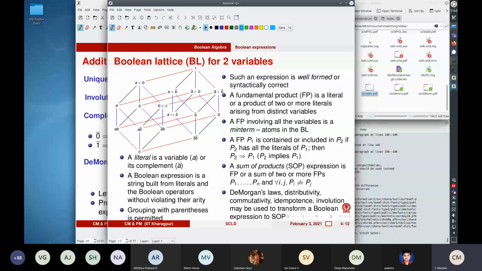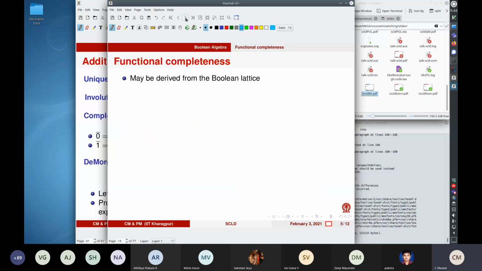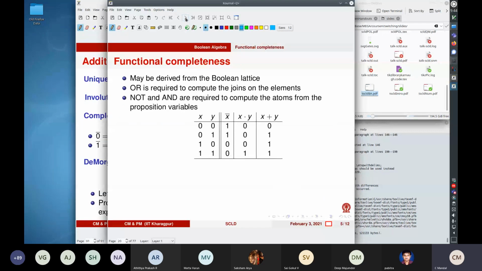And in order to represent these atoms, you also need complementation. That means a property is satisfied or it is not satisfied. So you can see that complement along with or, these two are enough to represent any element in the Boolean lattice, any sum of product expression. So that gives you the notion of functional completeness.